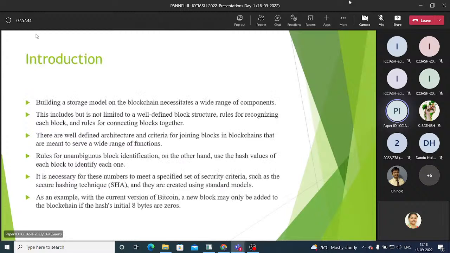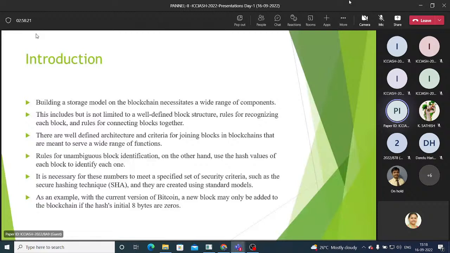To begin with, I want to prepare a blockchain model, and the main motto of my research is to improve security, as we are integrating the blockchain model. So yes, security will be there. Plus, with the security, I want to improve the quality of service for the particular application. This includes, but is not limited to, the well-defined block structure, but also the rules for recognizing each block and the rules for connecting the blocks together.